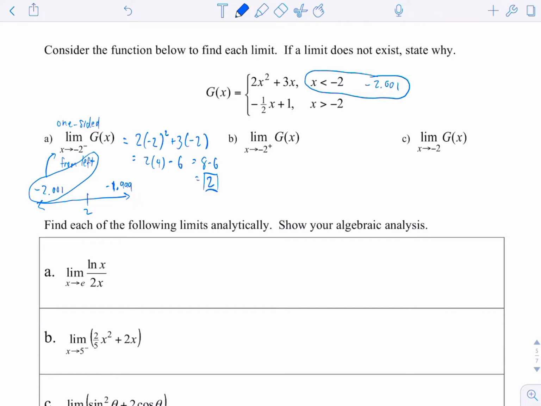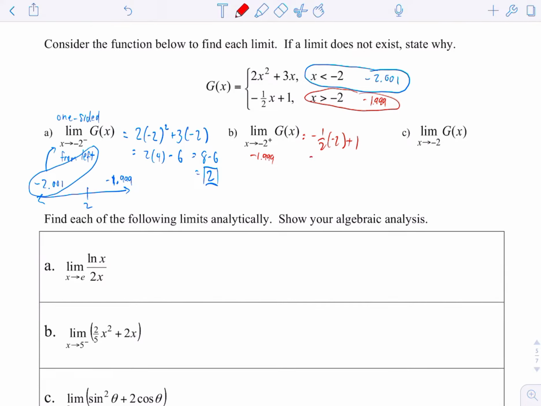That's 2. Now I'm going to do this next one, b, -2 plus. So again, this is kind of like something along the lines of -1.999, which is a little bit right of -2. And that number, -1.999, falls in this domain. So I'm going to plug -2 into the bottom part of the piecewise function, which ends up getting 1 plus 1, and this also equals 2.